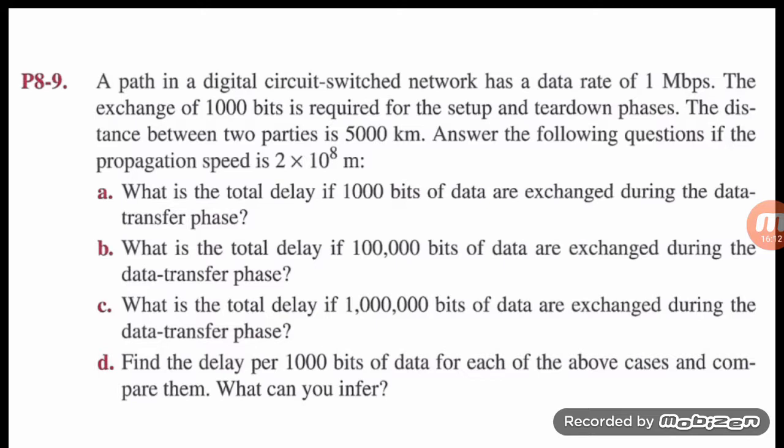5,000 kilometer, 5 by 2, multiplied by 10 to the power 8. Now since this is in kilometers, and this is in meters per second, I have to multiply it by 10 to the power 3. So this is the propagation time for the setup phase, plus the transmission time for the setup phase.